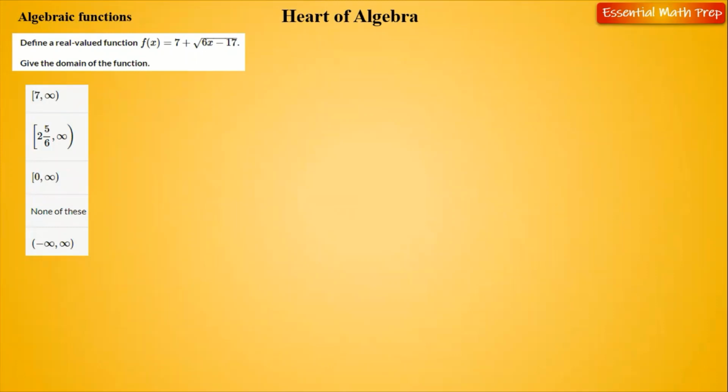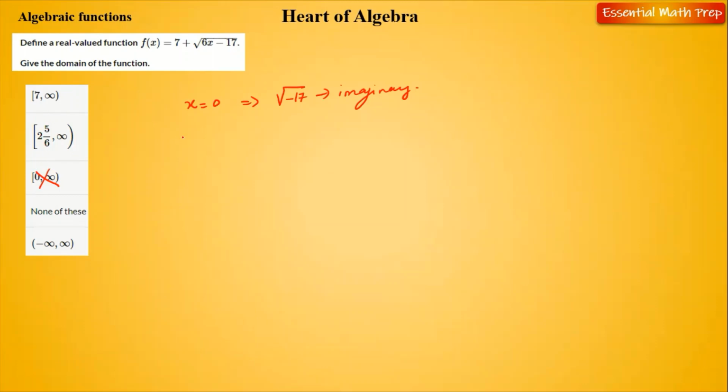Define a real valued function f of x equals 7 plus square root of 6x minus 17, right? Let's assume some values to really be able to explain this function. Say if x equals 0, that makes the term within the square root imaginary, right? So this is out of the question. x cannot be 0. So anything with 0 is not possible.